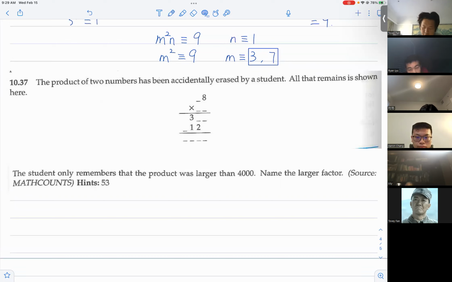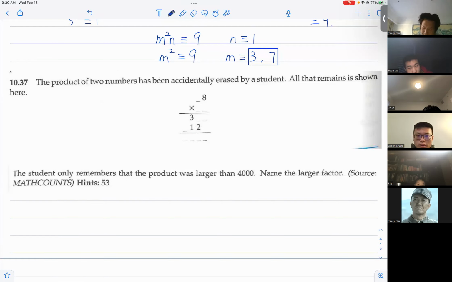The product of two numbers has been accidentally erased by a student. All that remains is here. He only remembers that the product was larger than 4,000. Name the larger factor. Is this the type of question that we learned in elementary school? Yeah, kind of, very similar to it.